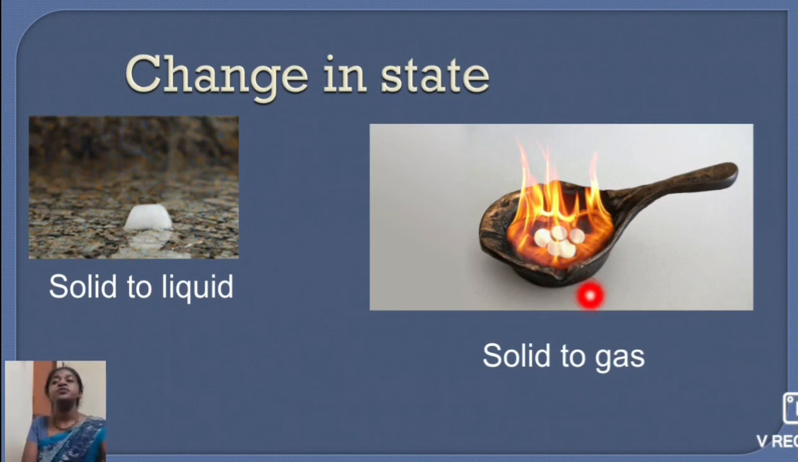For example, when you burn a piece of camphor, what do you observe? Smoke comes out as a result of the chemical reaction between the solid camphor and the oxygen. So here there is a change of state from solid to gas.